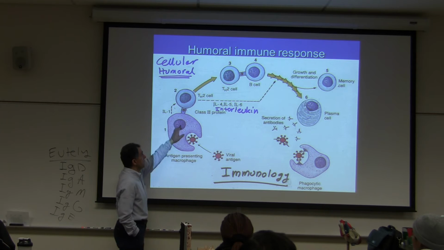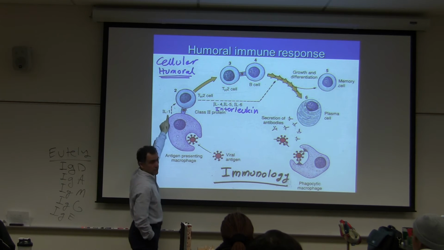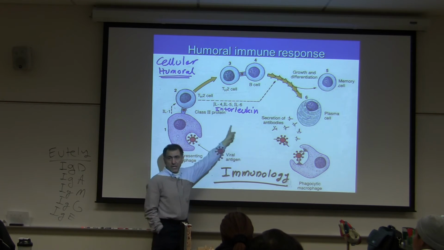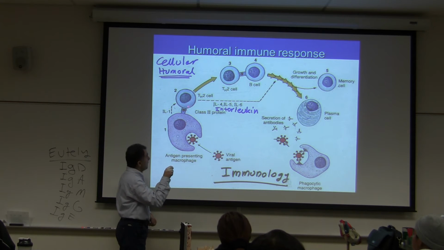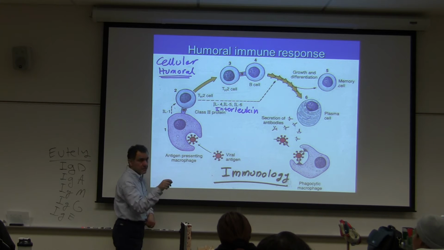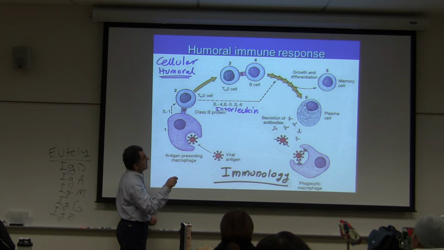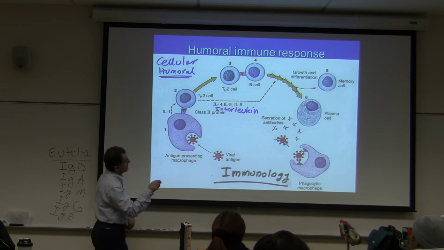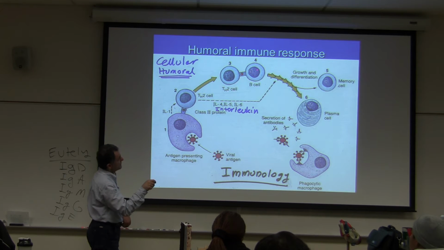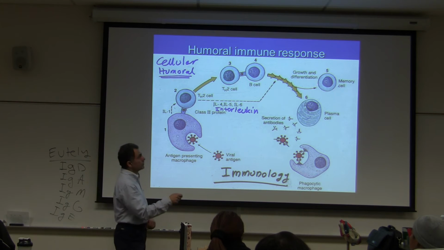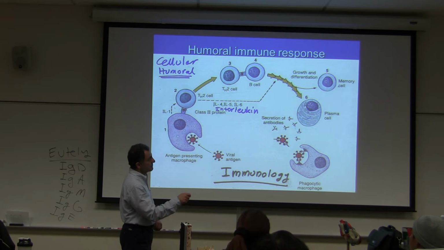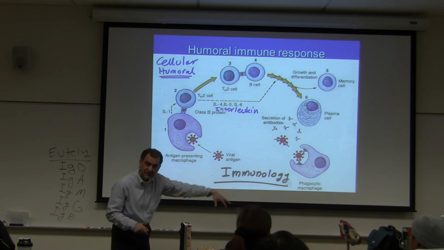Antigen-presenting macrophage makes a molecule called interleukin. I spelled it out for you. Interleukin stimulates a T helper cell. Another interleukin is released, stimulates another T helper cell, and another. Eventually, this interleukin right here, the red dot, stimulates the B cells. And the B cells differentiate to plasma cells and memory cells. Memory cells stay in your body for the next infection.